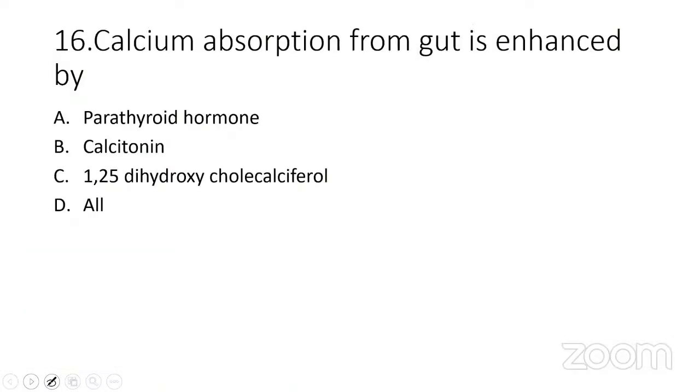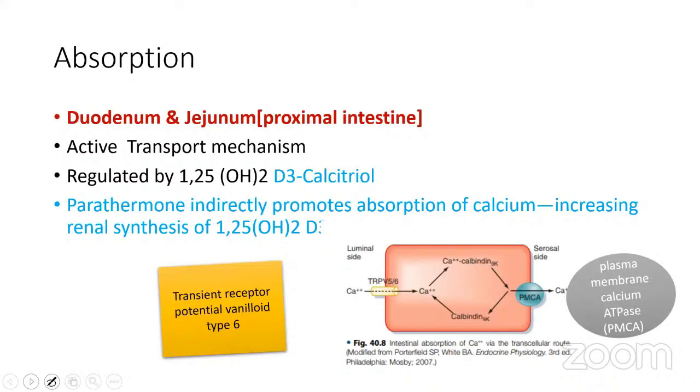Calcium absorption of the gut is enhanced by which hormone? Parathyroid hormone, calcitonin, 1,25-dihydroxycholecalciferol, or all. Calcium absorption is mainly in the proximal intestine, and it is promoted by one hormone, dihydroxycholecalciferol, or vitamin D3, or calcitriol. Calcitriol is the one which helps the absorption of calcium from the intestine.